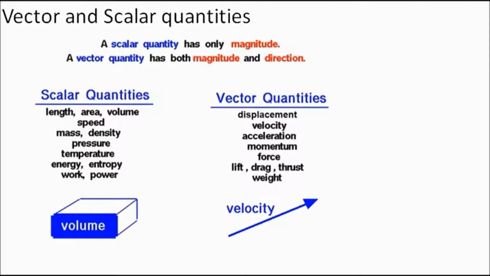A vector quantity has a magnitude as well, but it also has a direction. So for example, 20 meters per second north. 20 meters per second, that's your magnitude. North, that's your direction. So these vector quantities here, they don't only have a size, they also have a direction.